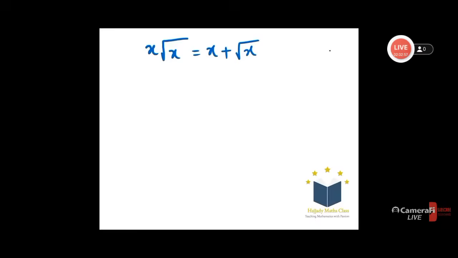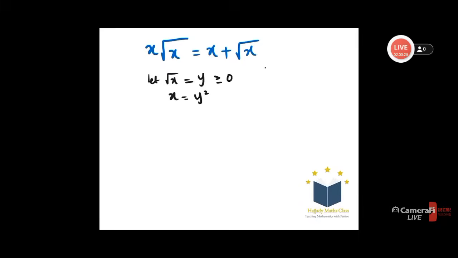Today we want to solve this question given to us here. The first step for us to do is to let the root of x be equal to y. There's a condition here that the value of y must be greater than or equal to 0, which shows that y must be positive. So if root x equals y, then x will be equal to y squared.